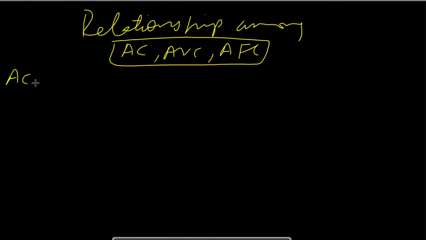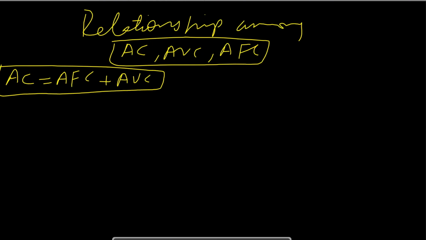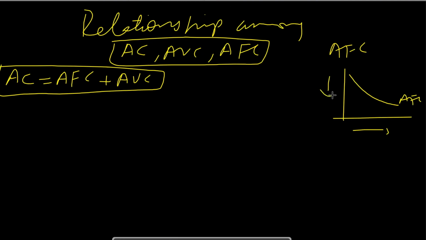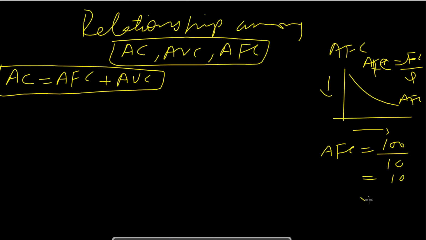And average cost, as we have seen, is equal to average fixed cost plus average variable cost. And we have also seen that average fixed cost is always negatively sloped, showing that if we increase output, our average fixed cost will fall. We took multiple numerical examples as well. For example, if fixed cost was 100, average fixed cost can be calculated as fixed cost over quantity. If output is 10, average fixed cost is also 10. If output increases from 10 to 20, average fixed cost will fall from 10 to 5. So if output increases, average fixed cost will fall.